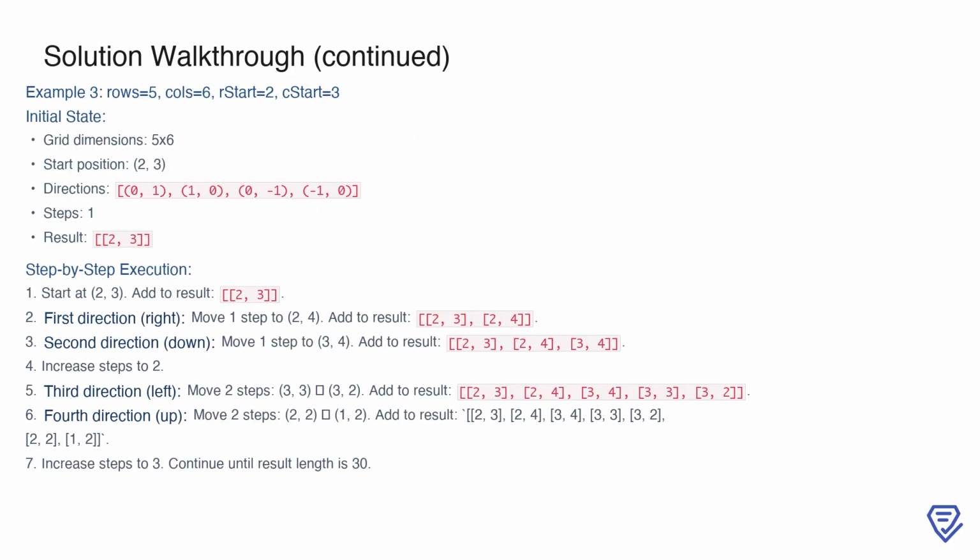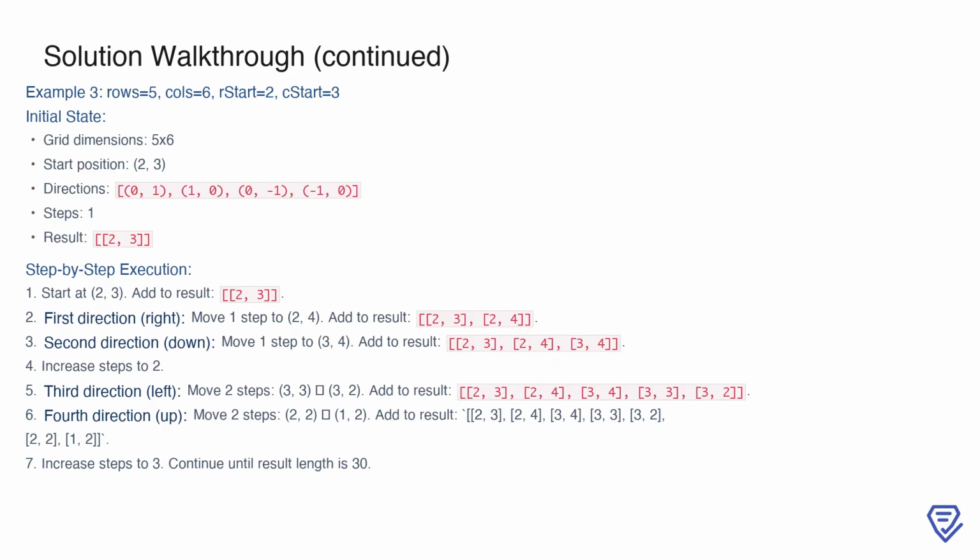In example 3, we now have a grid with 5 rows and 6 columns, and the starting position is 2, 3. Once again, our directions are right, down, left, and up, and we initialize the steps to 1. The result initially contains just the starting position, 2, 3. Starting from 2, 3, we add it to the result and proceed in the first direction, right, moving one step to 2, 4, which is valid and added to the result. Next, moving down by one step, we reach 3, 4, and this is also added to the result.